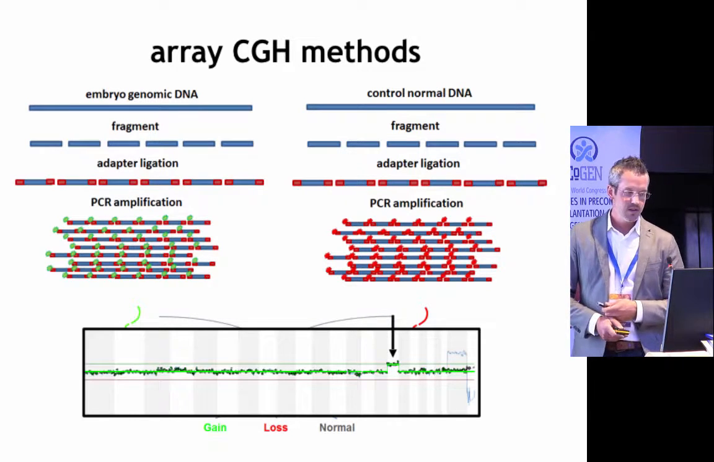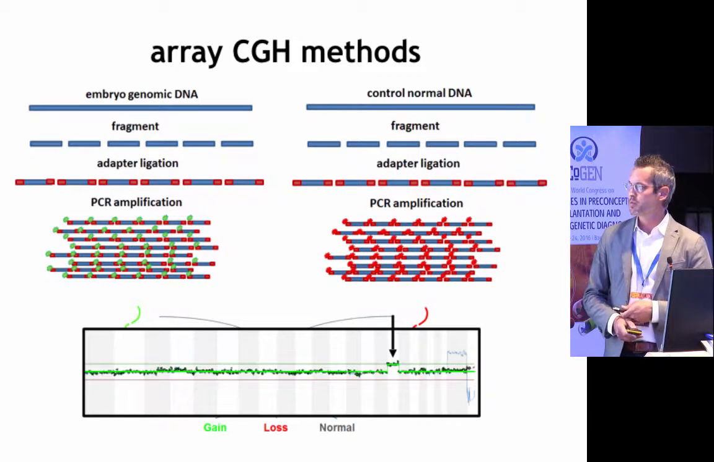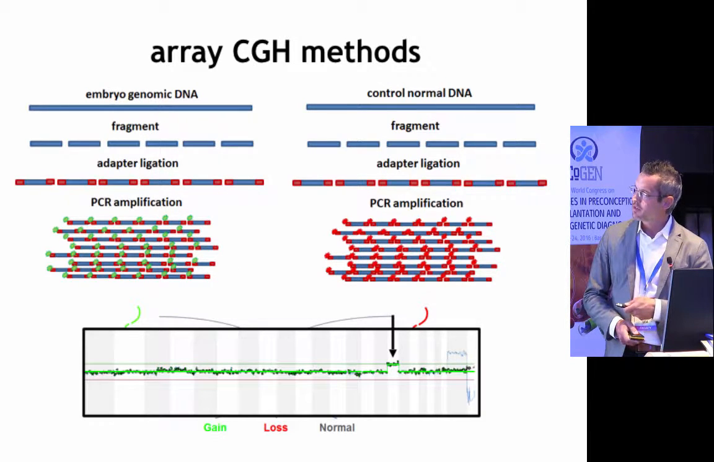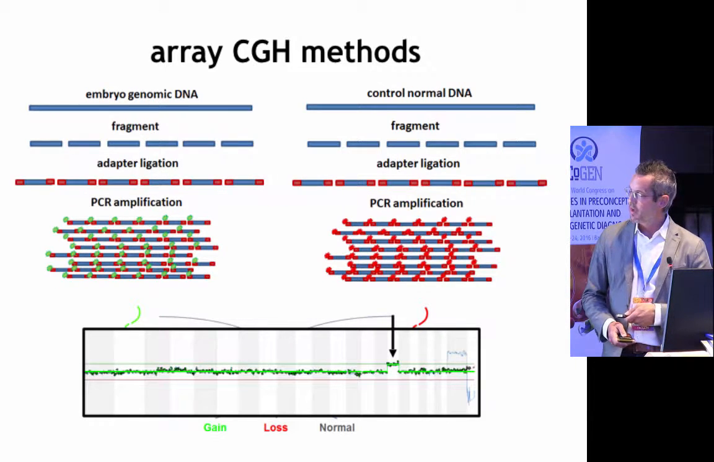Array CGH is similar in that it uses probes to evaluate the signal intensity across the genome. In this situation, you again perform whole genome amplification where you fragment, ligate, and amplify, then label with one dye.